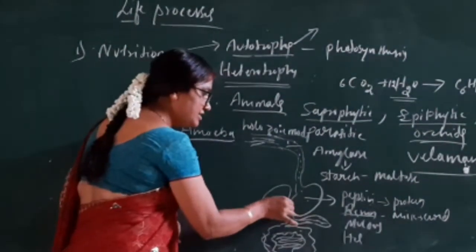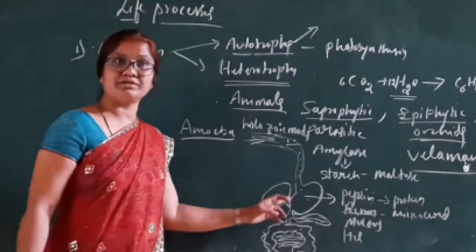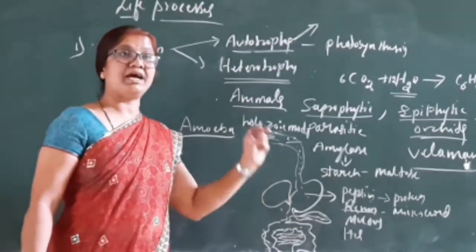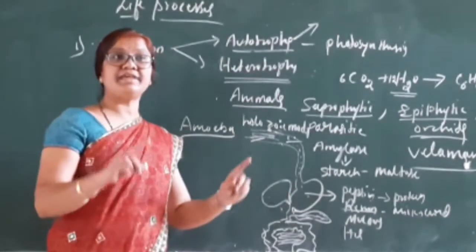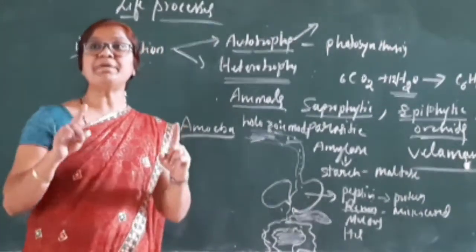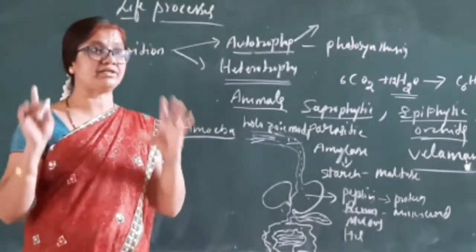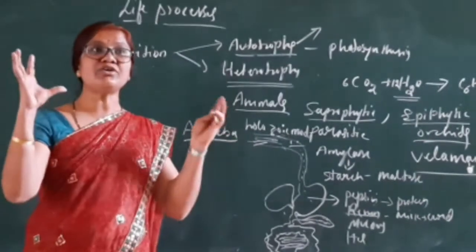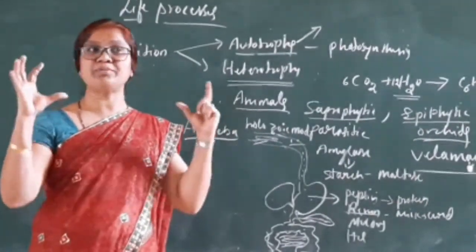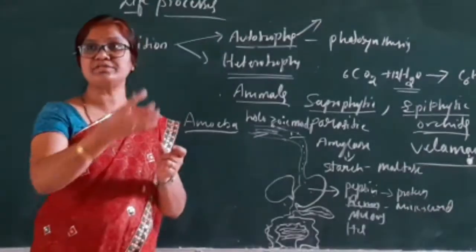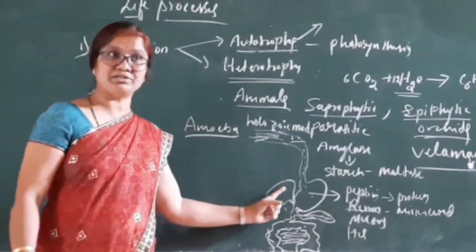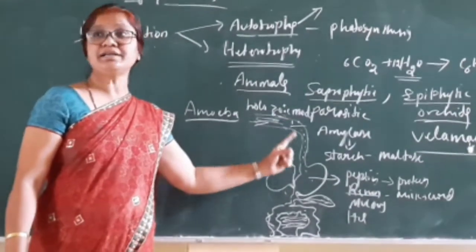And here there is one more organ called the liver, and this liver secretes bile juice. What is the function of bile? It is involved in emulsification of fat. What is emulsification of fat? Larger fat globules are broken down into small globules. Emulsification of fat takes place by the bile juice secreted by the liver.